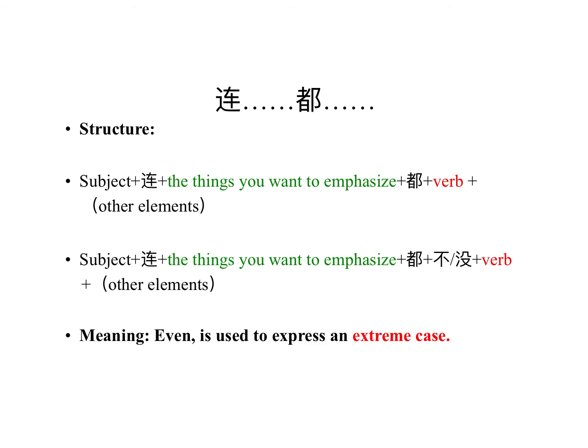Today, we are going to introduce 连都 structure. 连都 structure, the meaning of this structure is even. So the basic grammar structure is subject plus 连 plus the things you want to emphasize plus 都 and the verb phrase. Negative form is subject plus 连 plus the things you want to emphasize here. Okay? Plus 都 plus 不 or 没, a verb, and then other elements. That is a negative form. So the meaning of this grammar is even. It is used to express an extreme case.